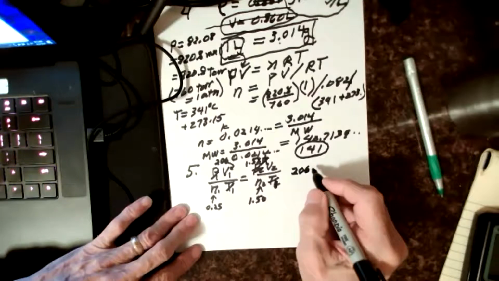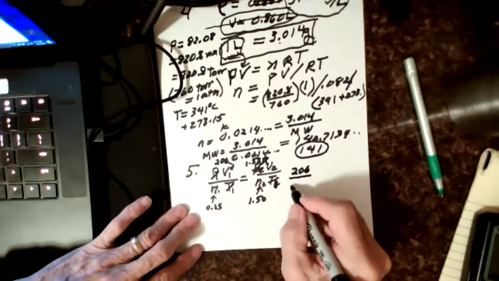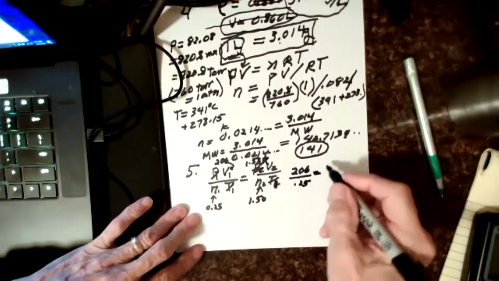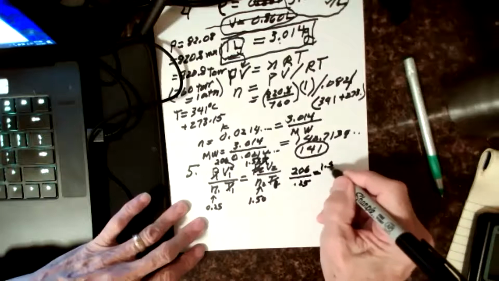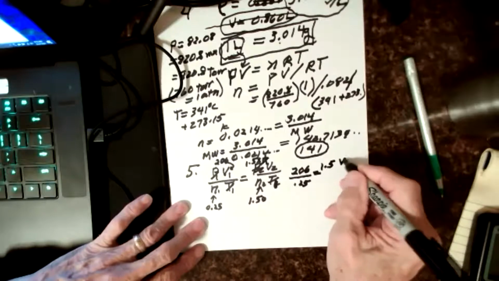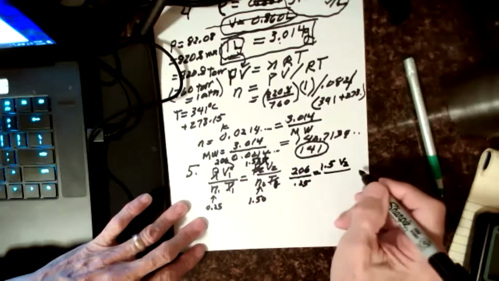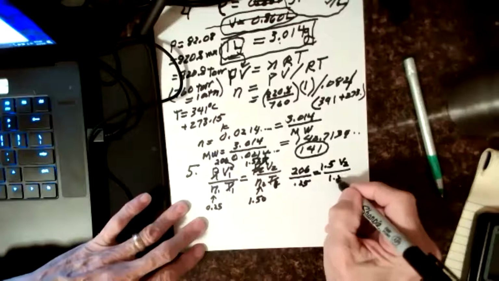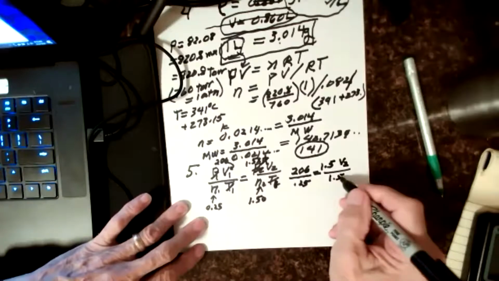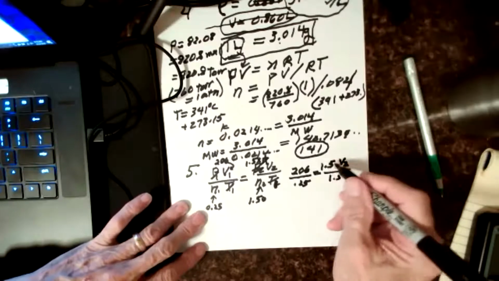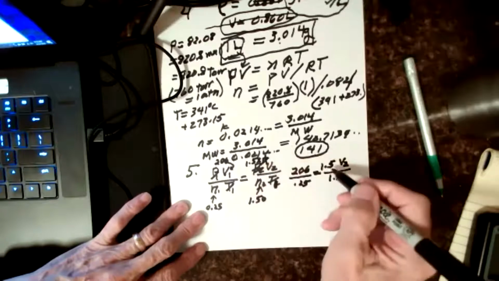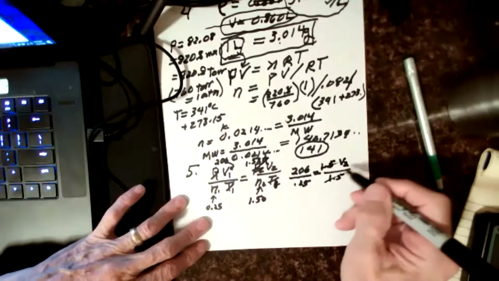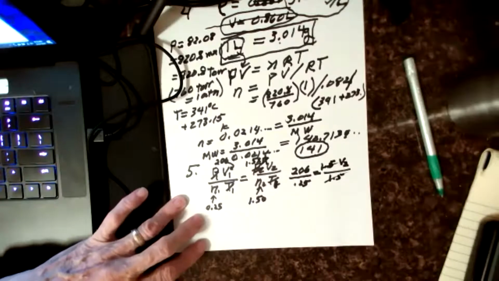206 divided by 0.25 equals 1.5 times V2. That's what we're trying to calculate. What would be the new volume? Divided by 1.5. I have 1.5 here, 1.5 here. Now the 1.5 from here was from up back here. But that makes our problem a little easier. It looks like all I got to do is divide this out, and I should be good.